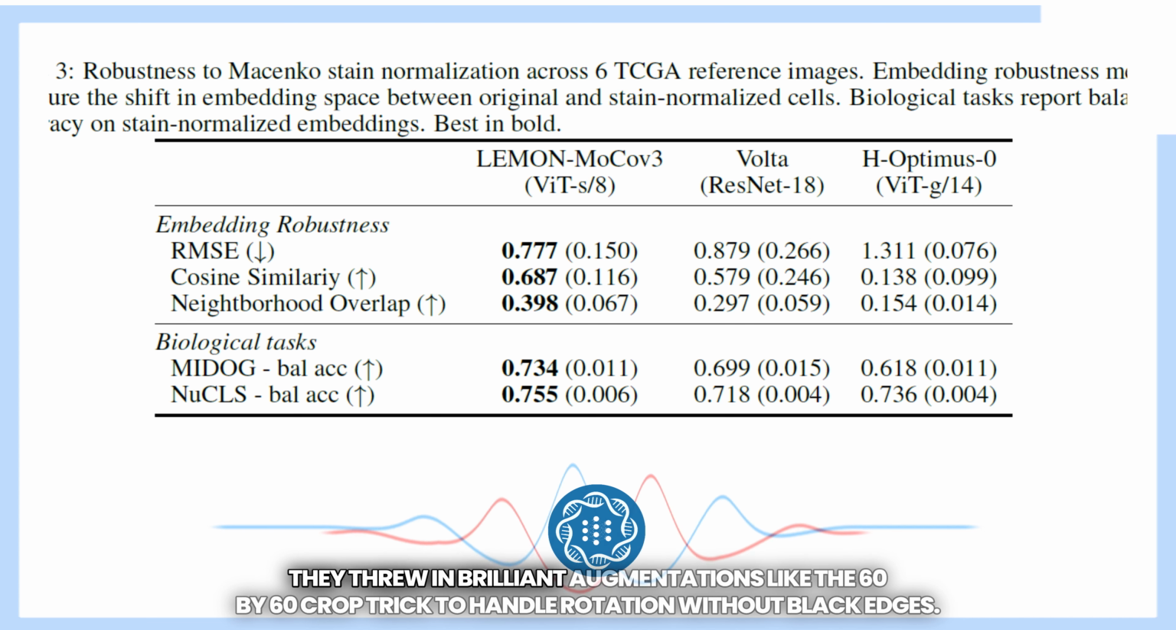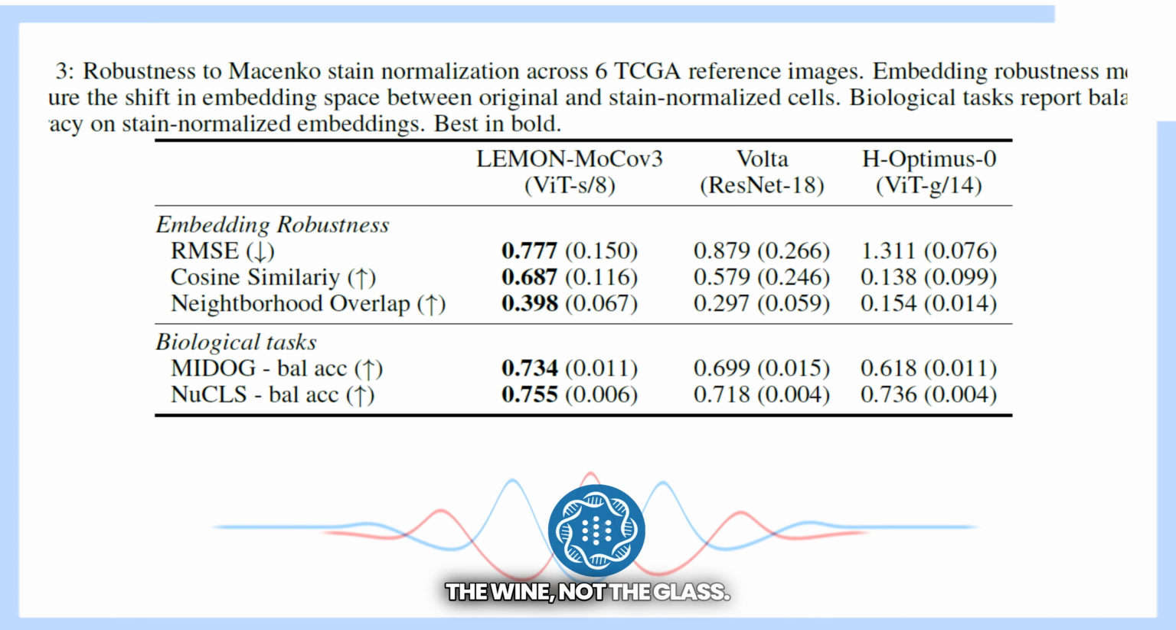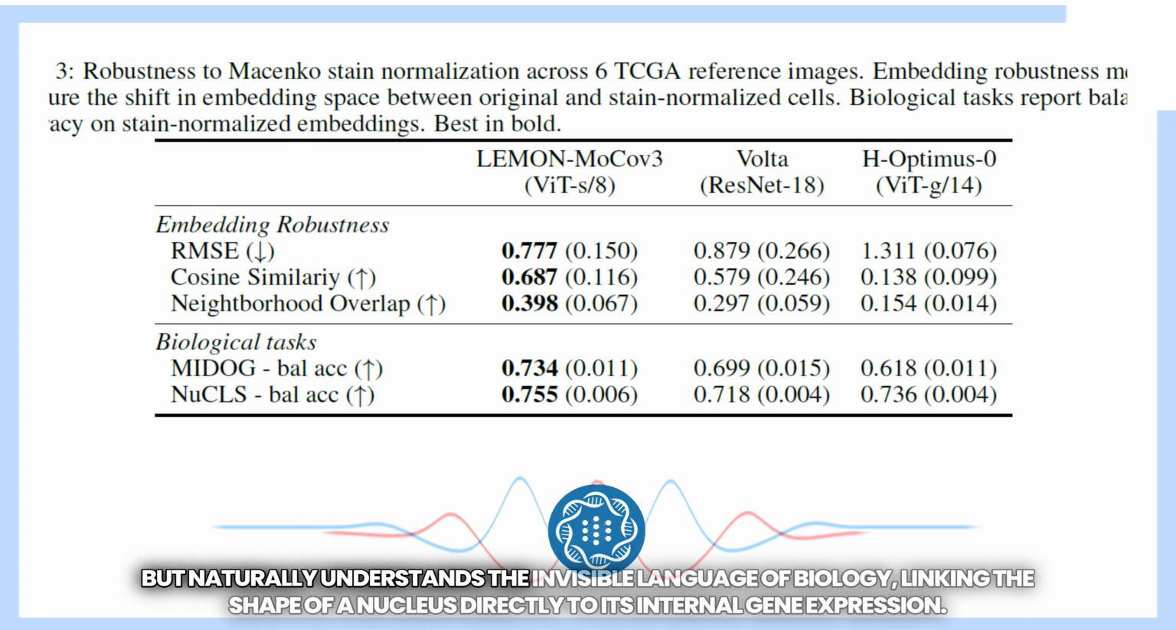They threw in brilliant augmentations, like the 60 by 60 crop trick to handle rotation without black edges, and they normalized the stains to ensure the AI focused on the structure, not the dye. The wine, not the glass. And they ended up with Lemon, an incredibly efficient model that uses a fraction of the compute power, but naturally understands the invisible language of biology, linking the shape of a nucleus directly to its internal gene expression.